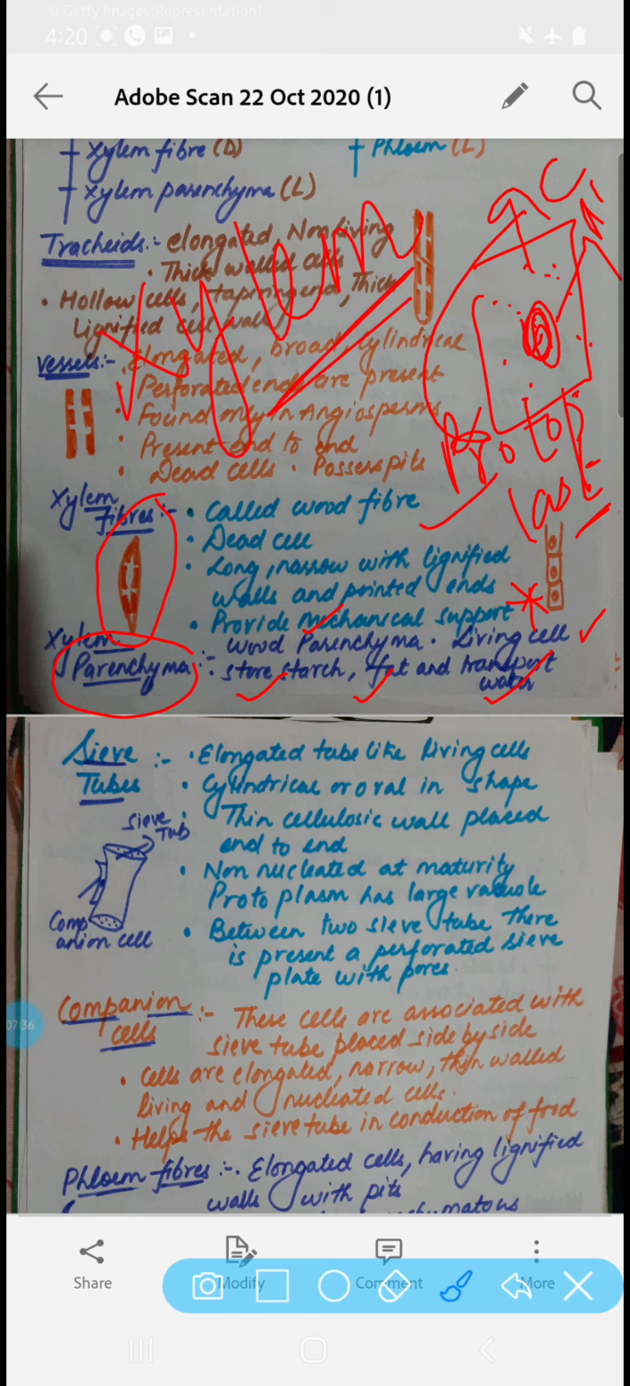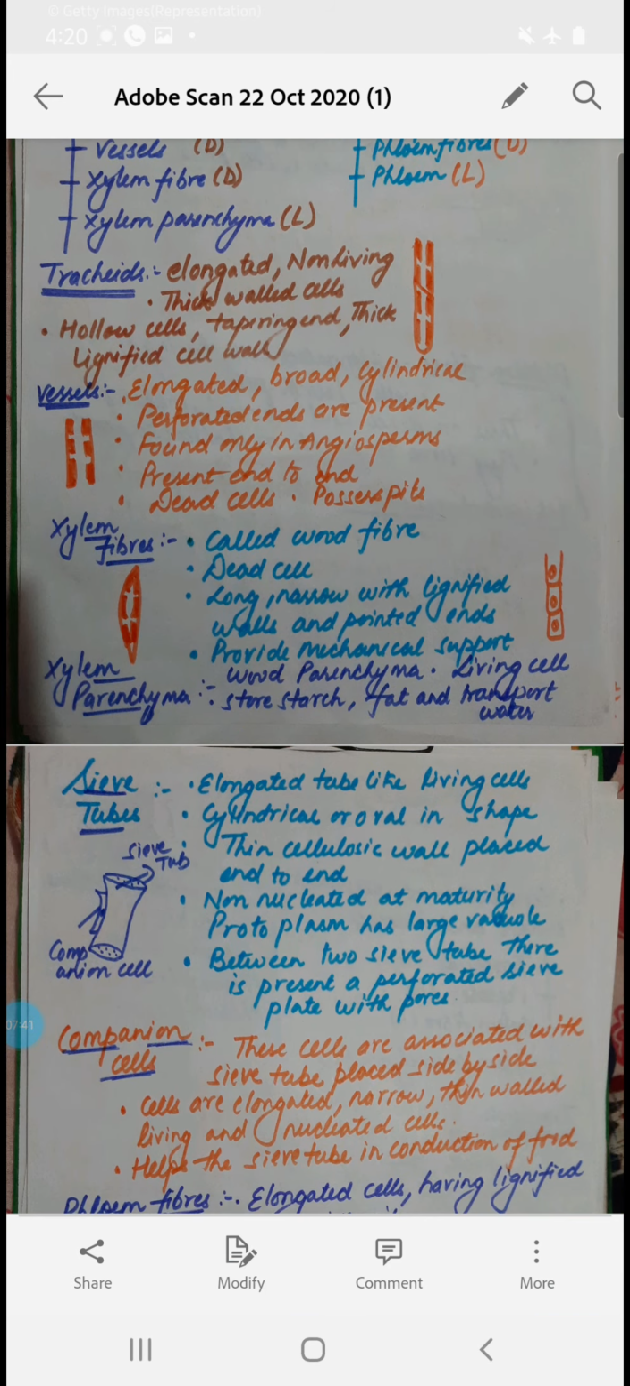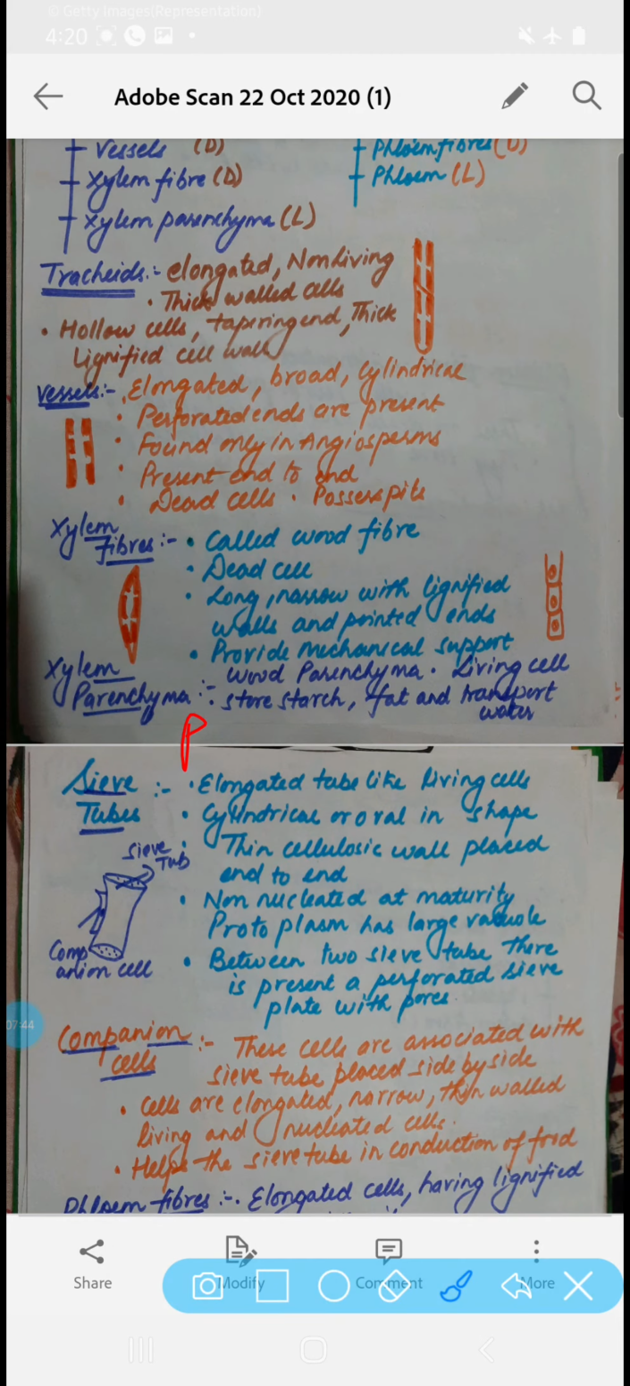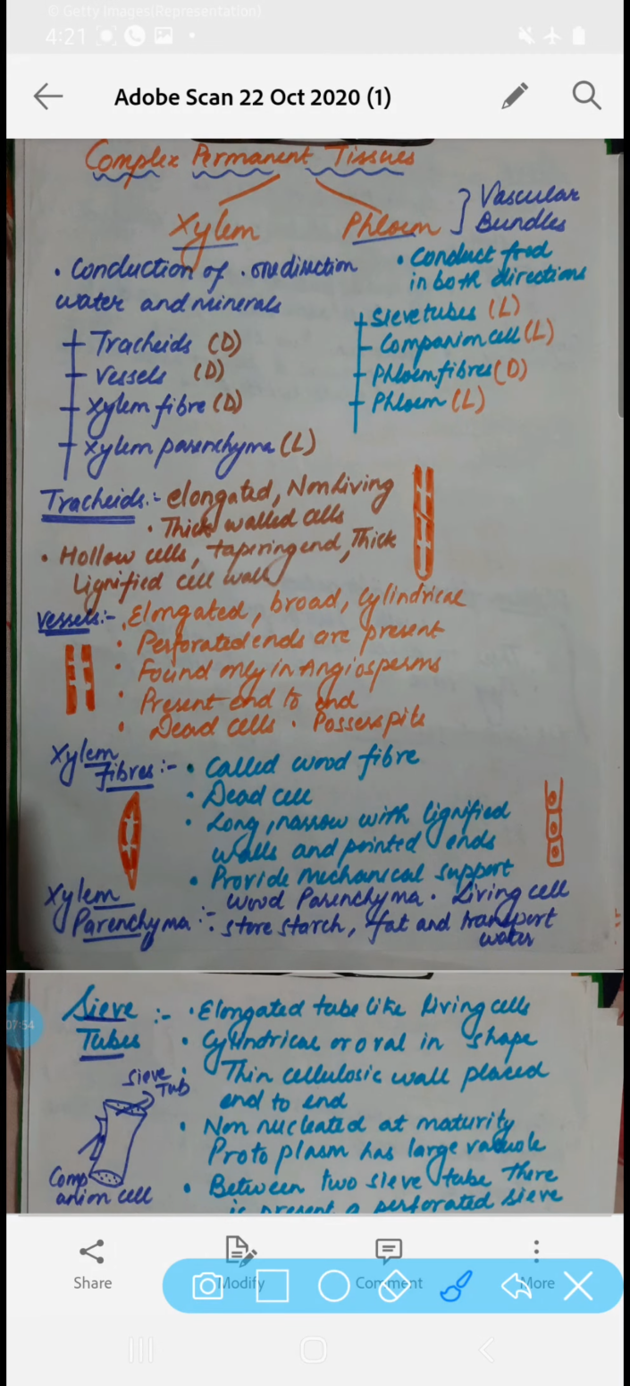Clear? So now we move on to the next component, that is phloem. Phloem is the second component, and if we see the phloem part, it helps in the conduction of food in both directions. So let's see the diagram. We all know that food is prepared in which part of the plant? It is prepared in the leaves.